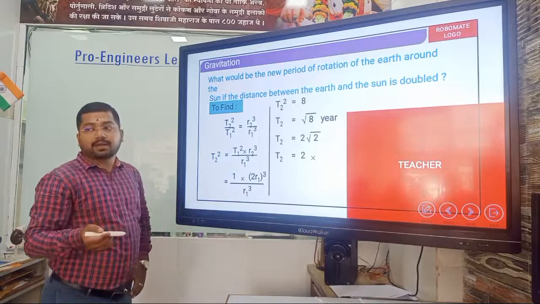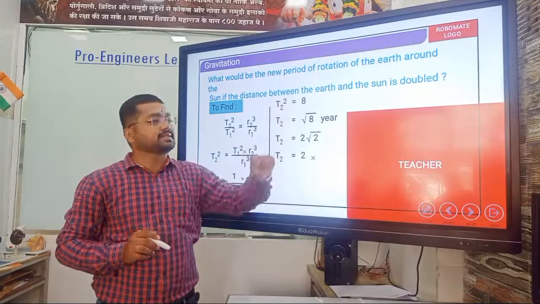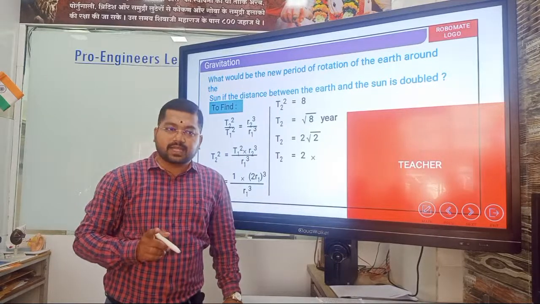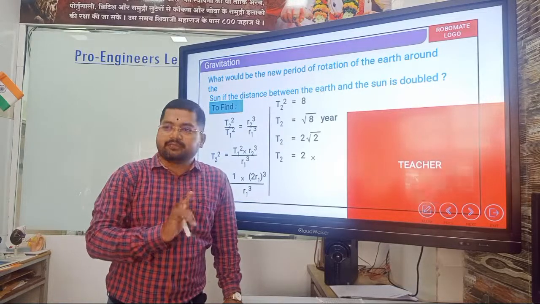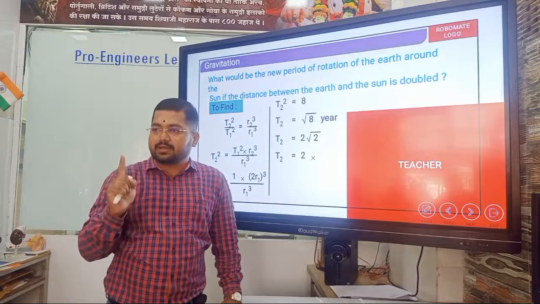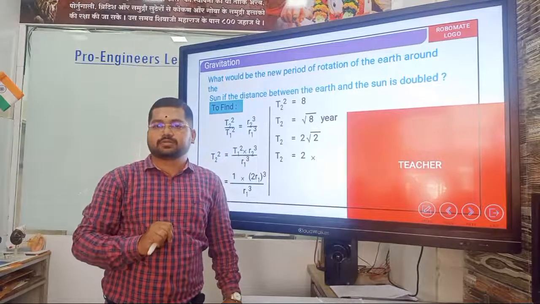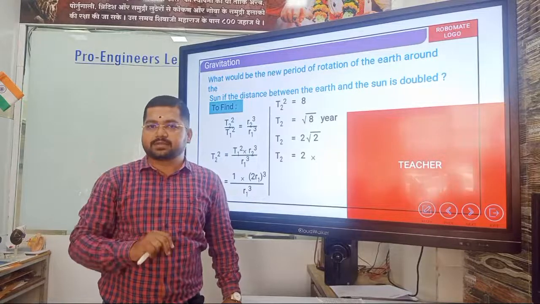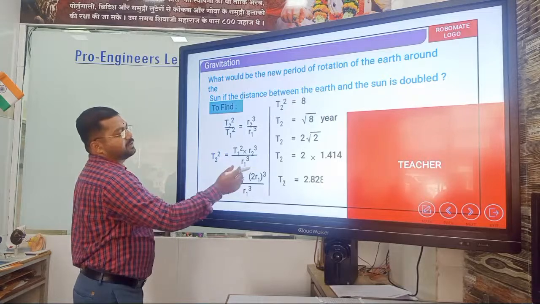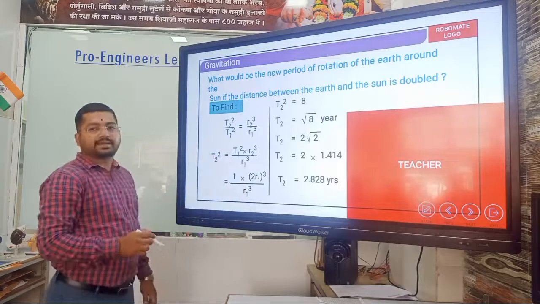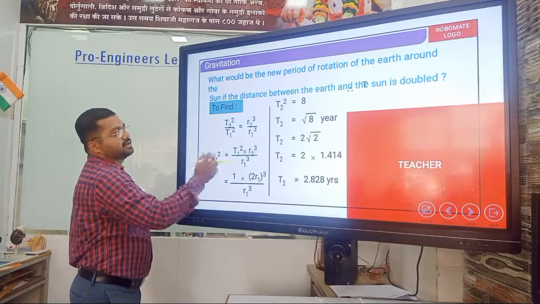Actually, the confusion here is, if it is said that the distance between the earth and sun is doubled, then some of you might think that for a regular distance, Earth revolves in 1 year, so if the distance got doubled, it may revolve in 2 years. Yes, you might select 2 years, but it is not like that. The exact calculation is 2.828 years if the distance between Earth and Sun is doubled.